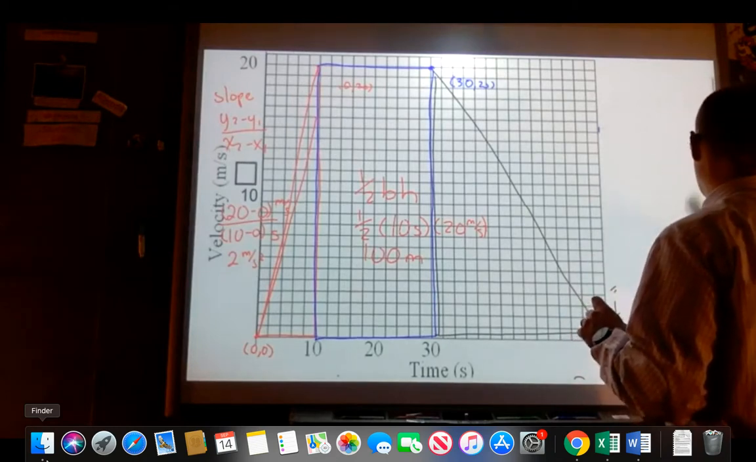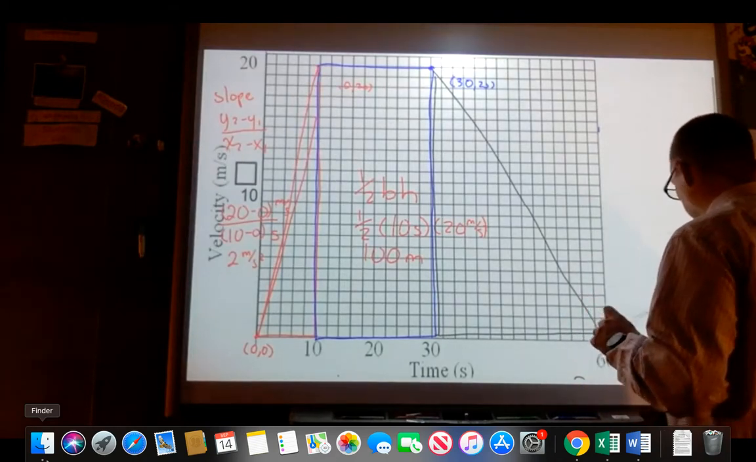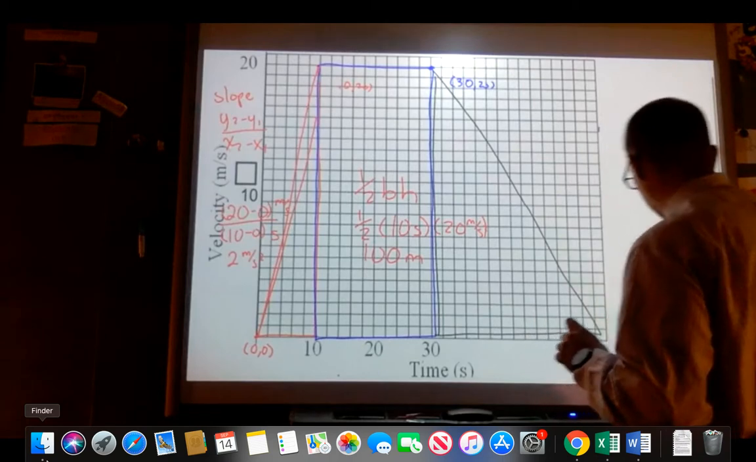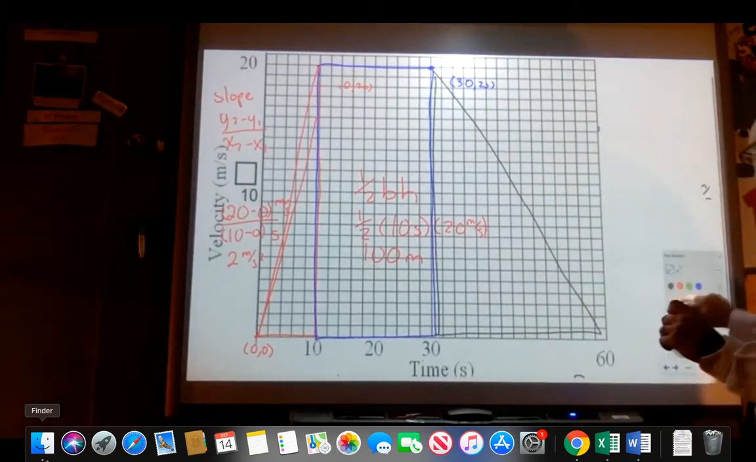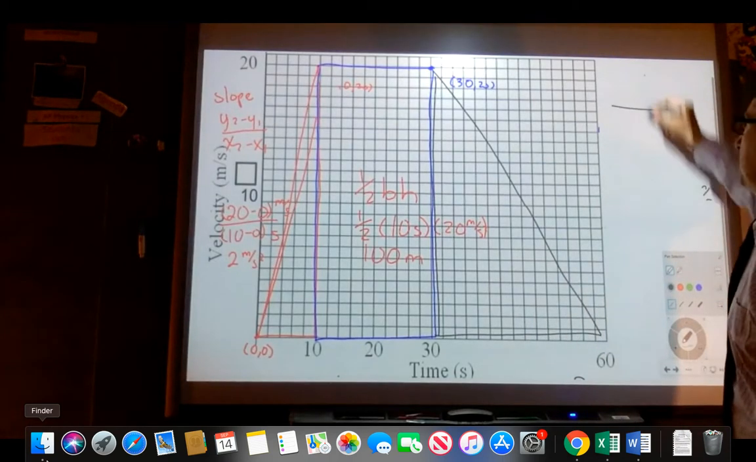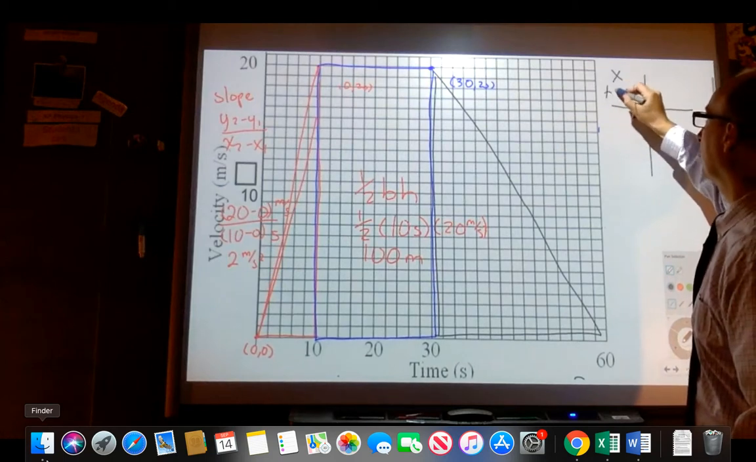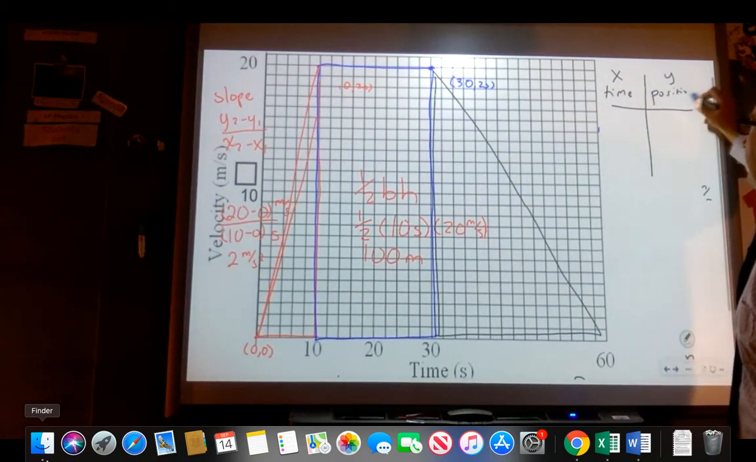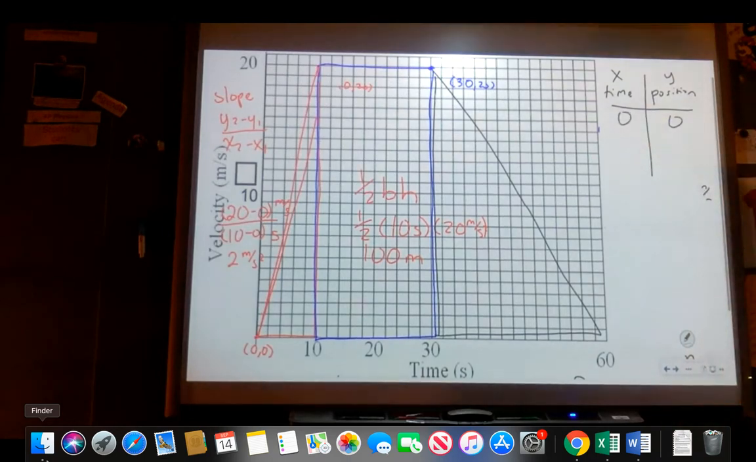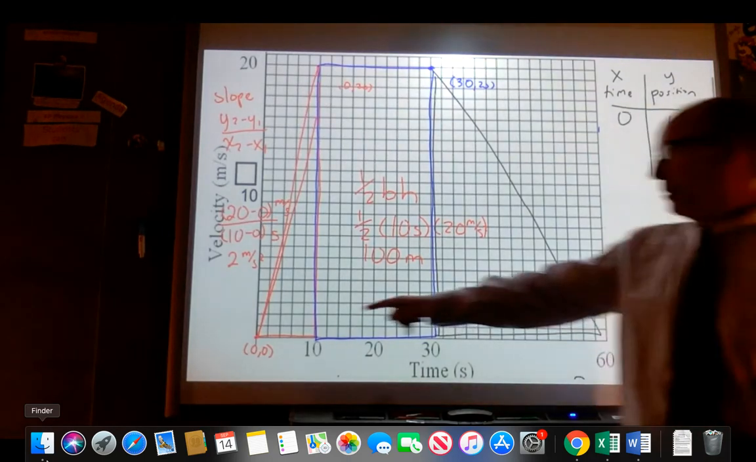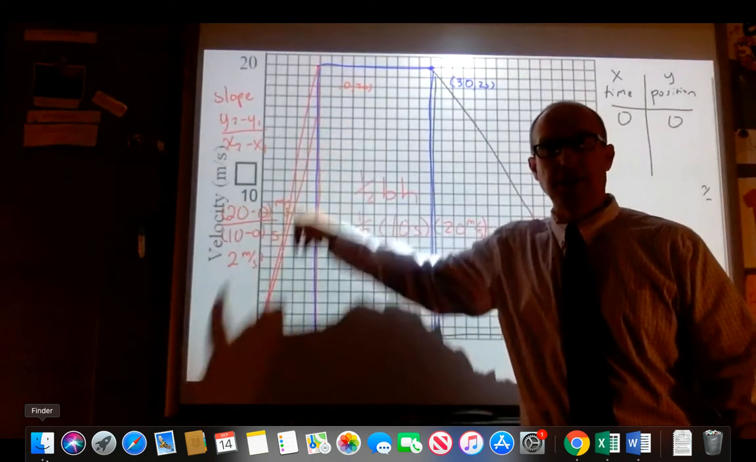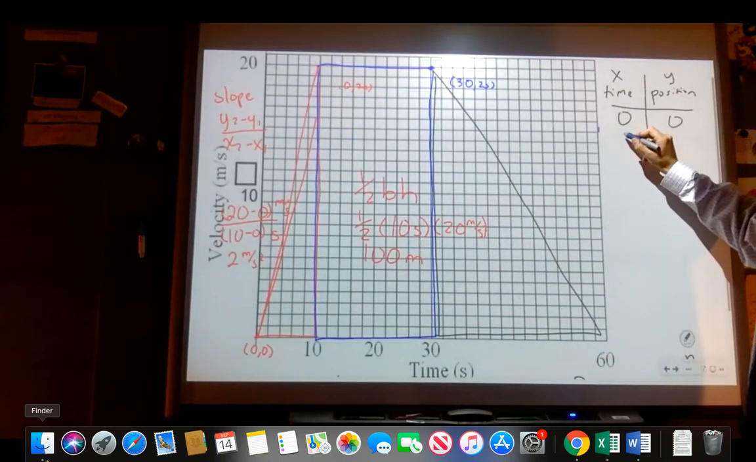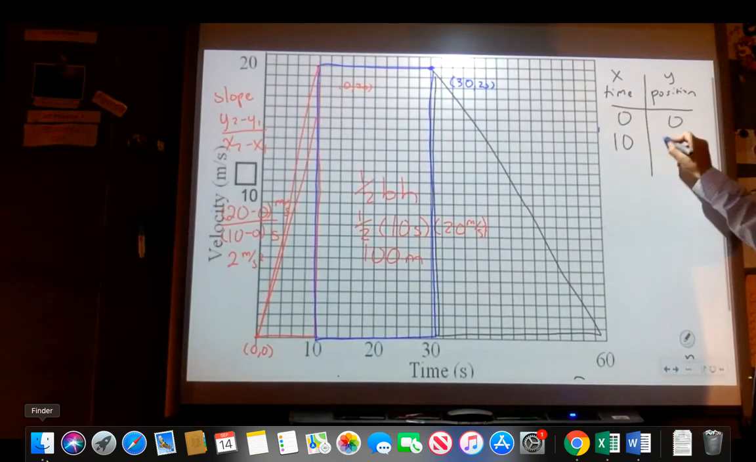If you remember previously, our distances were what our areas were. So if I want to make this position time, I started at 0, 0. The area of my first increment, this triangle here, was 100 meters. That took 10 seconds. So at 10 seconds, I'm at 100 meters.